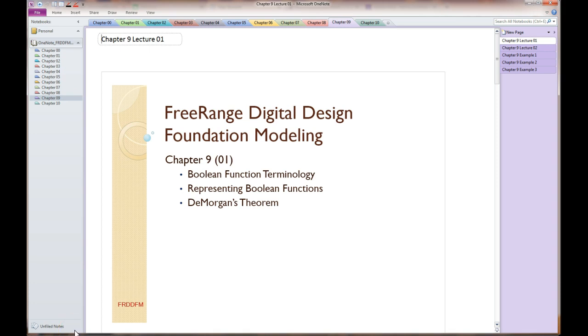We have worked with Boolean functions before, but now we need to add a little bit more terminology with them, some common terminology. And also, we have a couple ways to represent Boolean functions, but now we need a couple more, and these are the most popular ways, and it shows a lot of functionality. And essentially, we're going to develop new ways to represent functions using De Morgan's theorem.